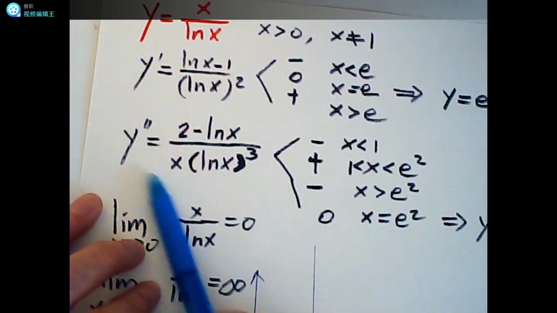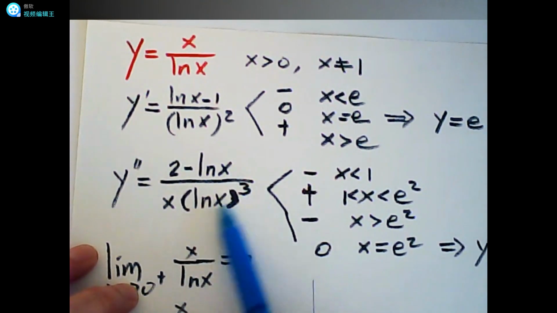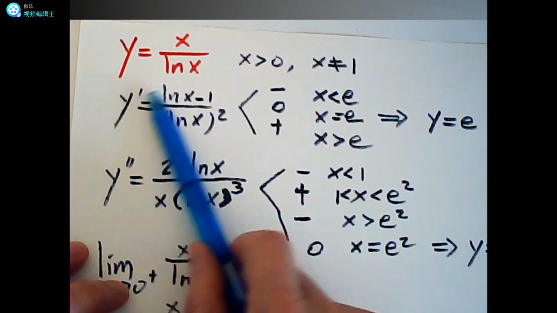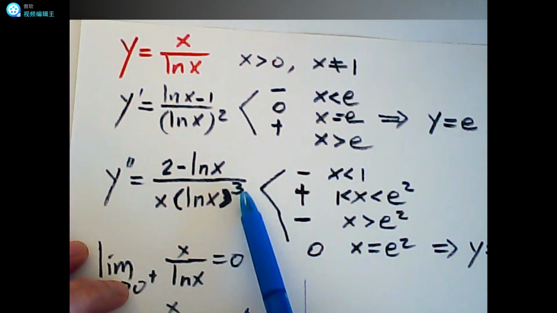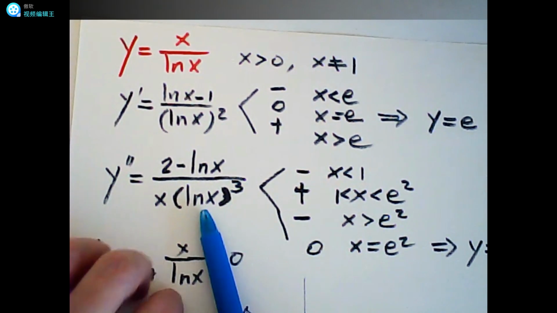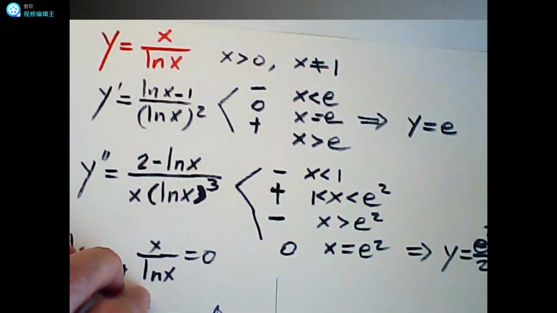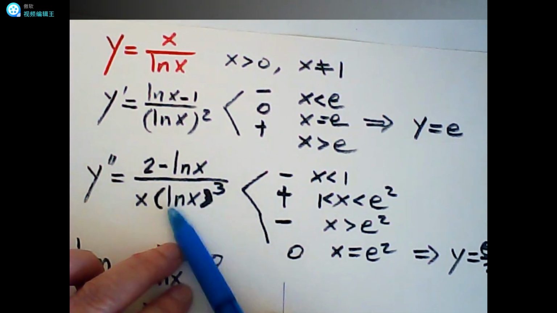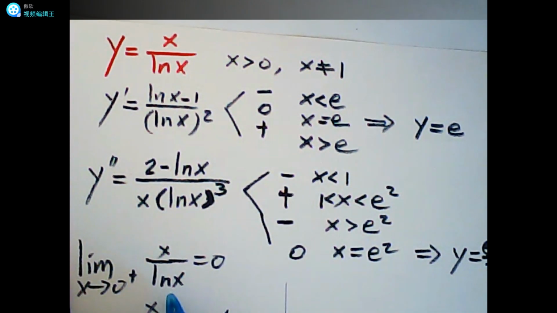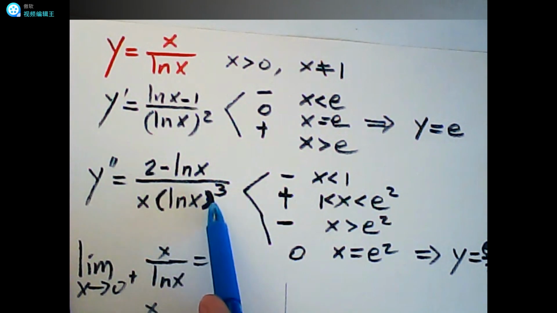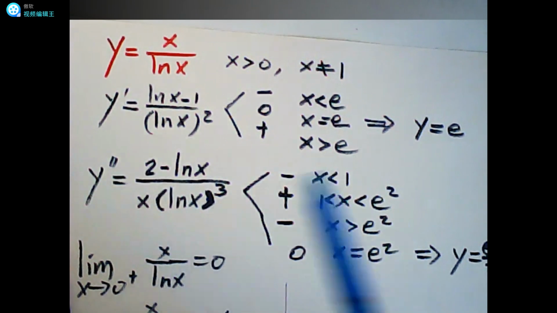Then we take the second derivative. Now I save time, I just do the derivative again and simplify. You get this. And from this, we can analyze the sign. When x is less than 1, it is negative, because of the denominator.